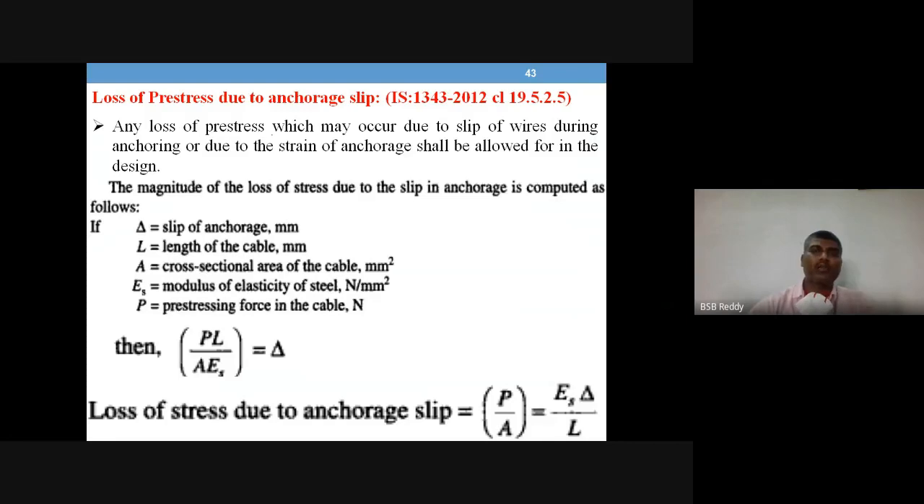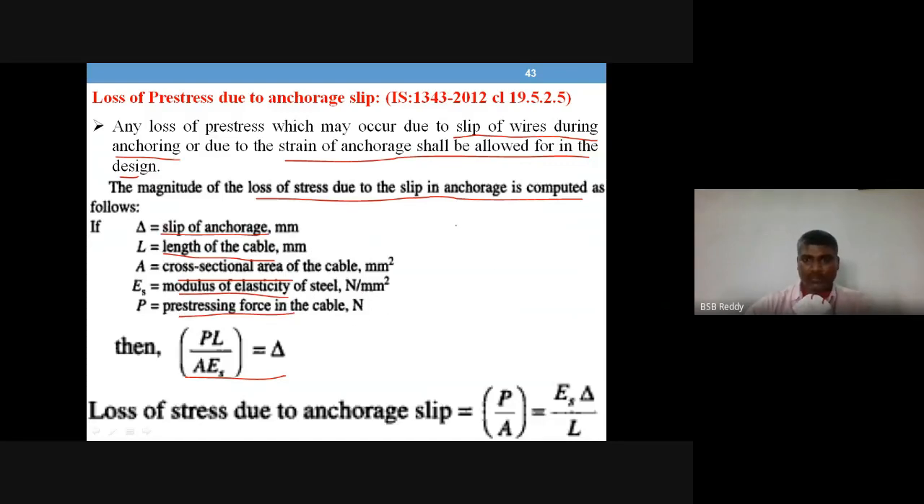Any loss of pre-stress which may occur due to slip of wires during anchoring or due to the strain of the anchorage shall be allowed for in the design. The magnitude of loss of stress due to slip in anchorage is computed like this. It's a simple formula. So delta we read as the slip of anchorage. Now L is the length of the cable, along with the cross-sectional area, the modulus of elasticity of steel, and the pre-stressing force.